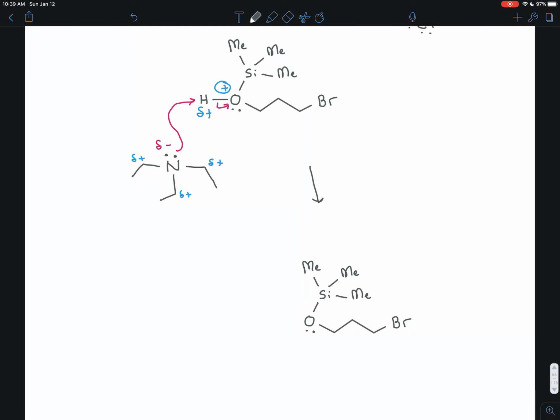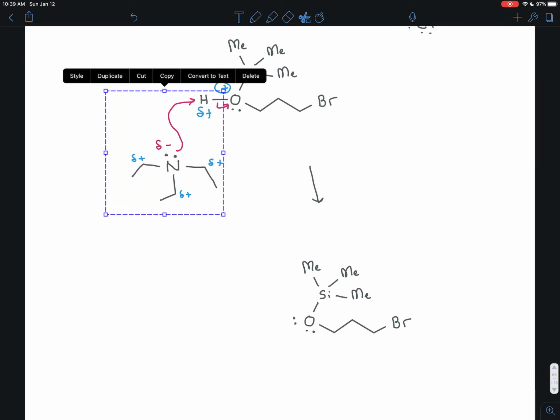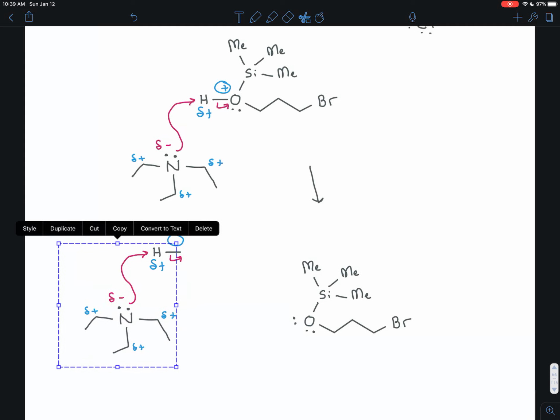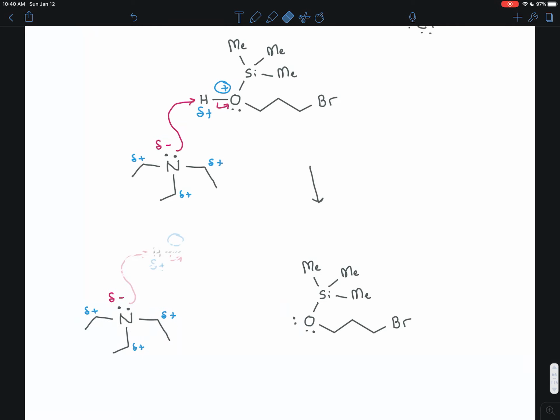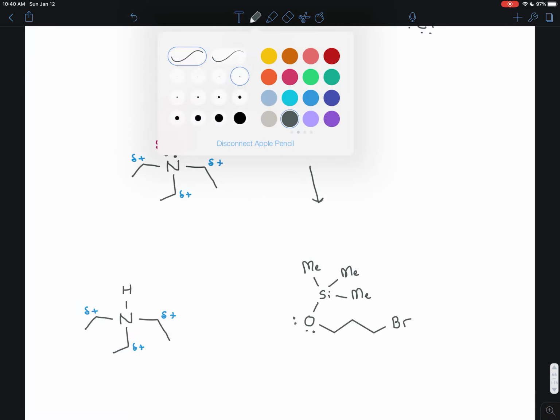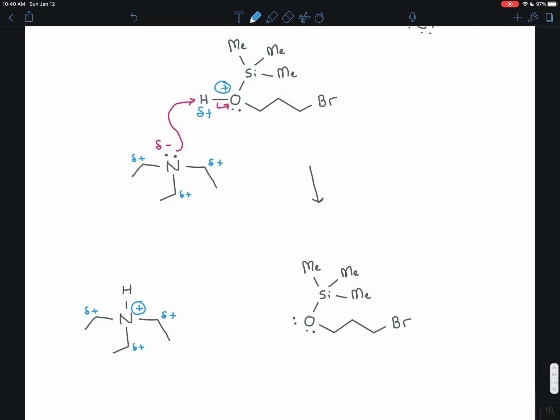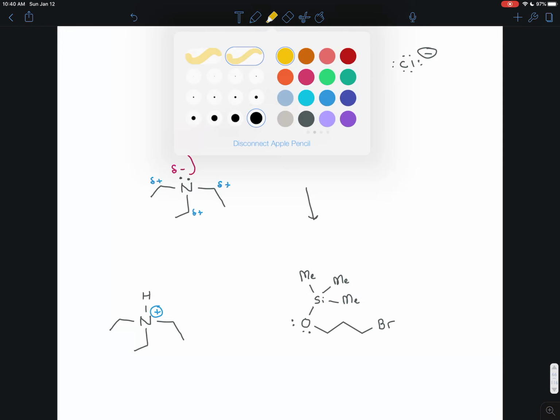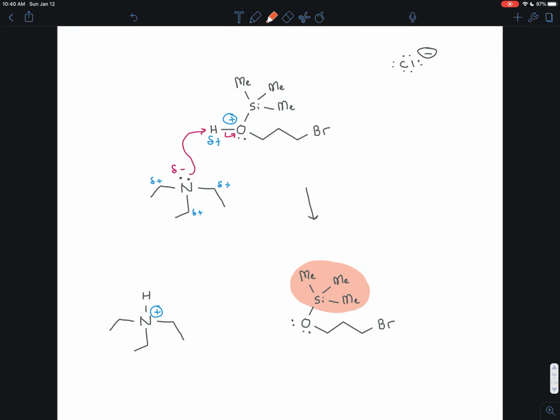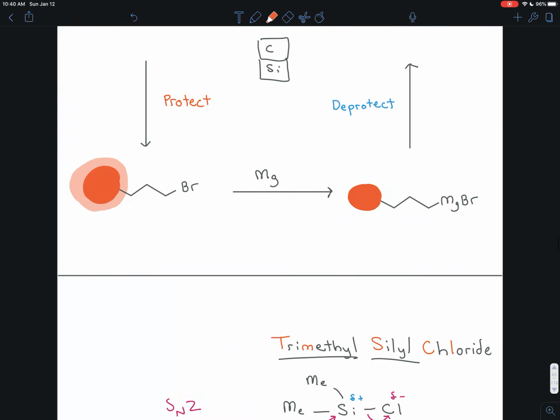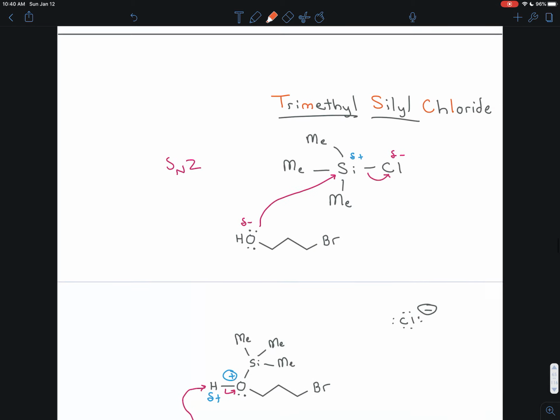The first thing is you have now protected your alcohol with a trimethylsilyl ether. And this hydrogen goes to the nitrogen. The nitrogen now has 4 bonds, and so a full positive charge. Let me just get those partial charges away so they don't distract us. Okay, so this is our protecting group. This whole thing is our protecting group. That's a lot like this orange circle that I had up there.